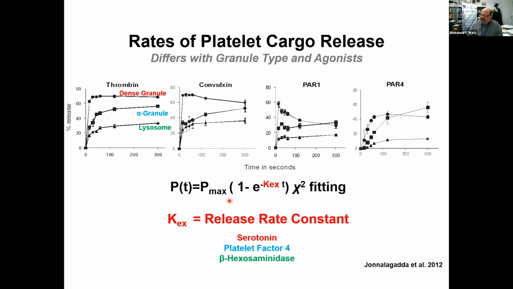You can fit this to this function, and you can develop what we call a KEX value, a rate of exocytosis value that can describe this curve for serotonin release, or this curve for platelet factor 4 release, or this curve for lysosome release. And if you look, there is a bit of heterogeneity in these rates of release, depending on the various agonists that you use. And we're using saturating doses of each of these agonists here. Okay? So that makes one point. Different agonists can make a difference in the rate at which cargo comes out of platelets.